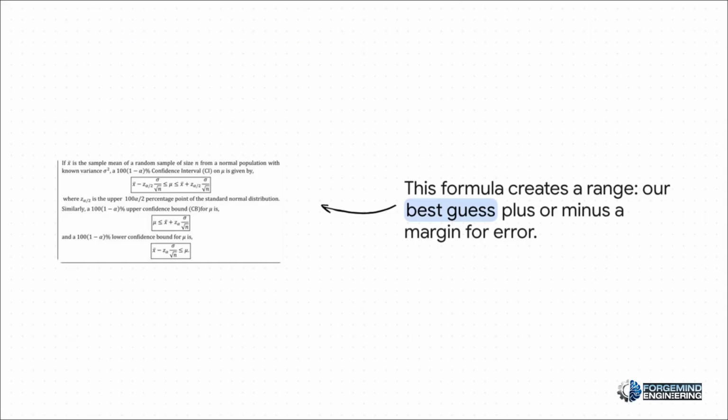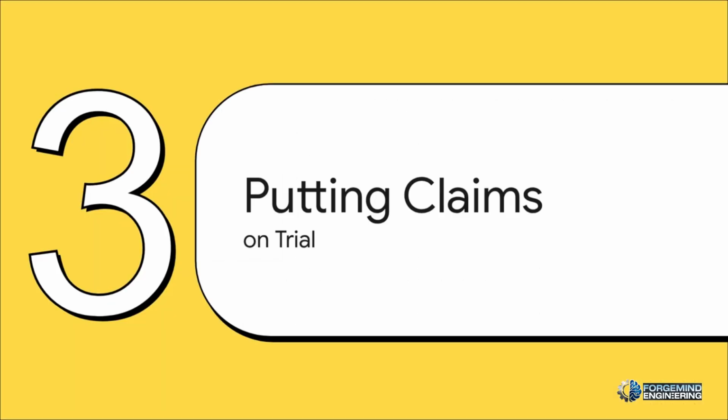Now, this formula might look a little intense, but the idea behind it is actually super simple. All it does is take our best guess, that 788 hours, and then it builds a little buffer around it. We call that buffer the margin of error. And the result is a range, say from 780 to 796 hours, where we can be pretty confident the true average for all the bulbs actually falls. So that's how we estimate things.